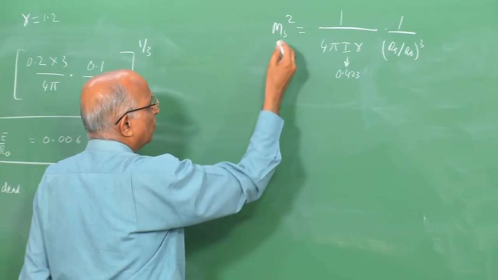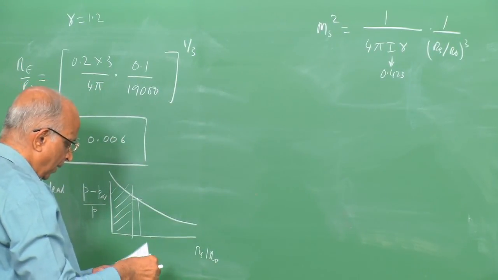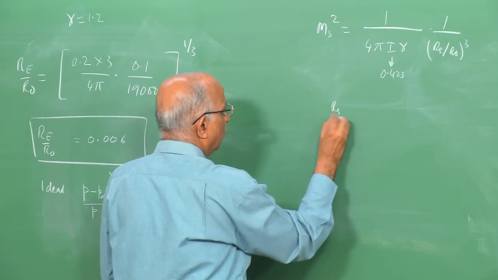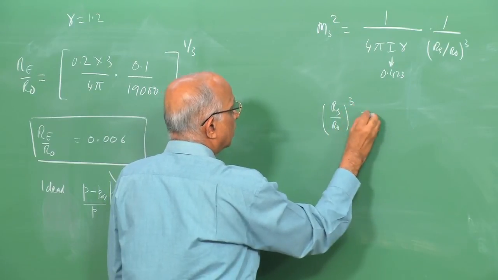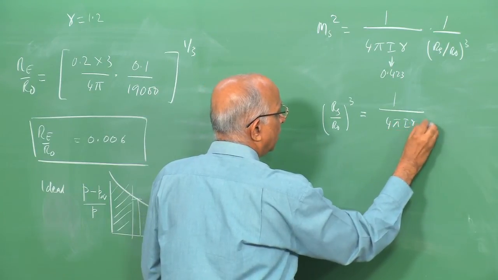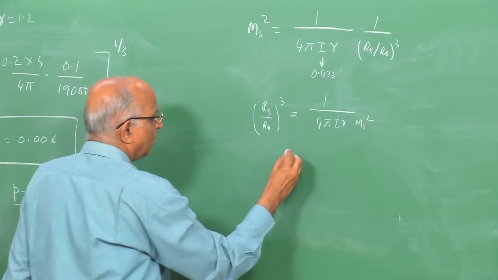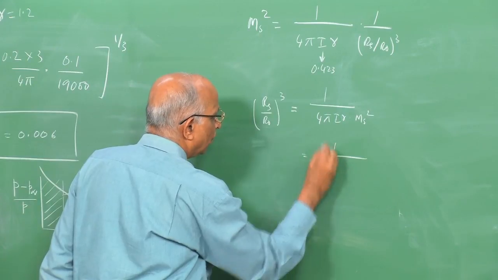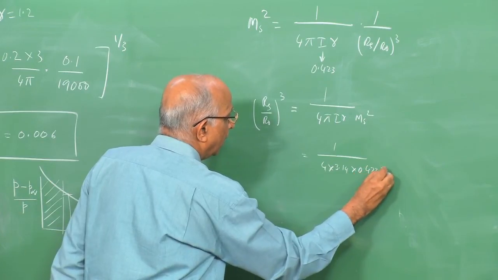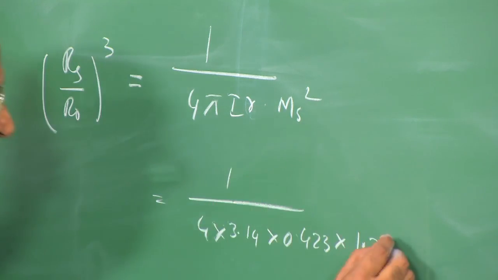Let us consider the case wherein my overpressure is quite strong, and what do I get? I get the value of Rs by R naught cube from this particular expression is equal to 1 over 4 pi I gamma into ms square. Taking a strong blast wave, ms is equal to 4, the value comes out to be 1 over 4 into pi 3.14 into I 0.423 into gamma. Let us take the same value, let us say 1.2 or 1.3 over here, and ms square is 16.